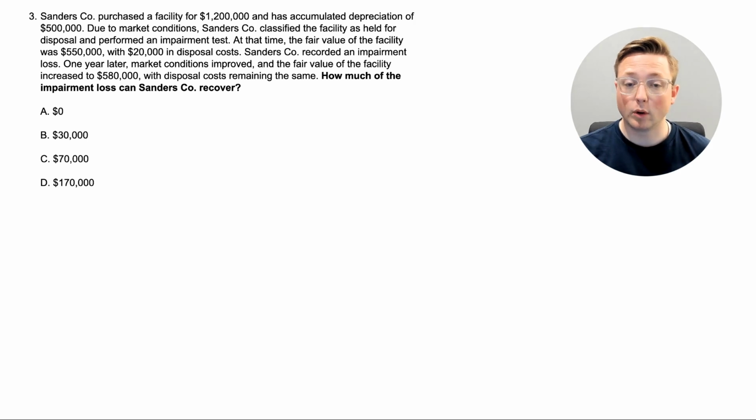Purchased a facility for $1,200,000 and has accumulated depreciation of $500,000. Due to market conditions, Sanders Co. classified the facility as held for disposal and performed an impairment test. At that time, the fair value of the facility was $550,000 with $20,000 in disposal costs. So they're expecting to have to spend $20,000 to get rid of the factory if they want to dispose of it. Sanders Co. recorded an impairment loss.